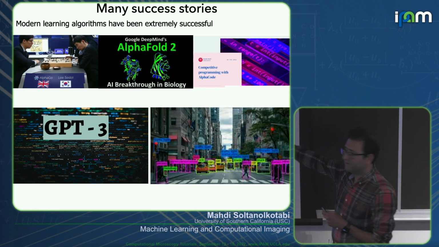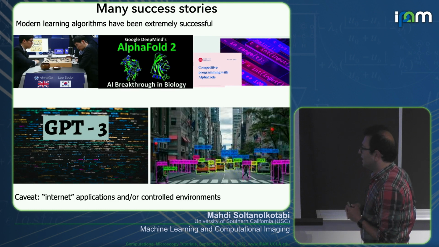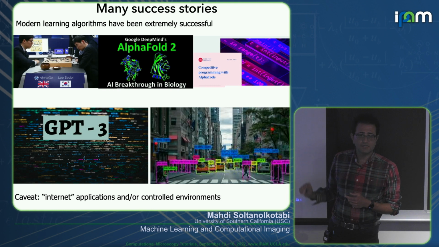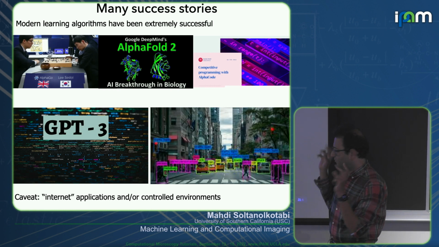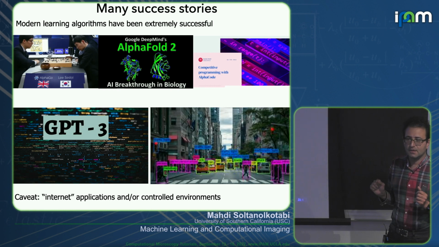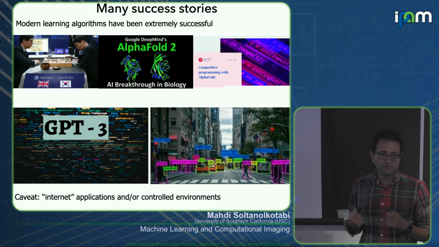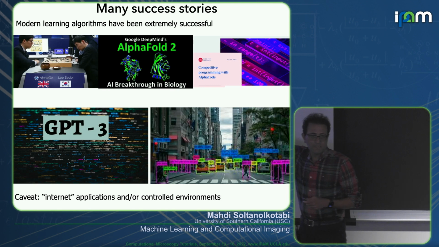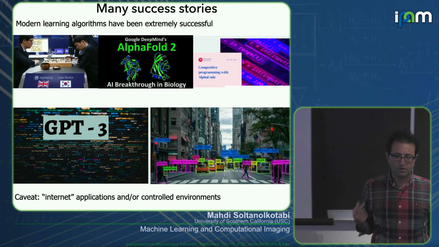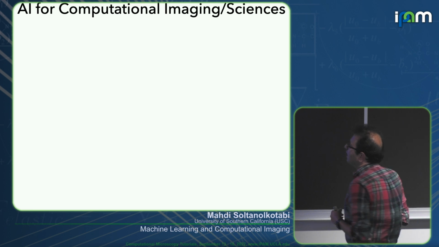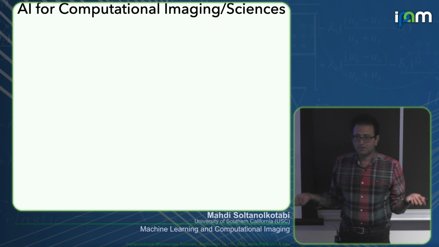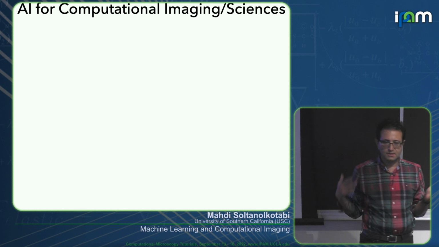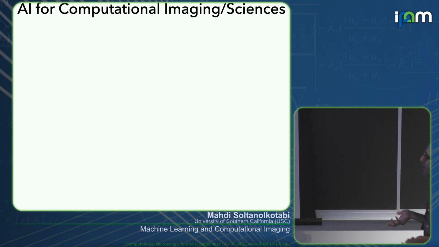One commonality, maybe with the exception of the AlphaFold work, and I might get into trouble for saying this, is that they're sort of more for internet applications, or more in controlled environments in some sense. Again, the only exception here might be the protein folding one, which is more of a scientific application. Whereas what we're more interested in in this program is machine learning or AI for computational imaging, maybe even more broadly scientific applications.